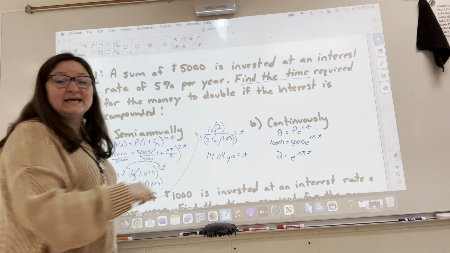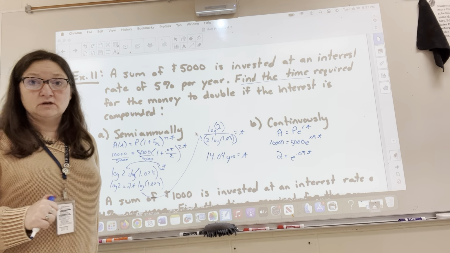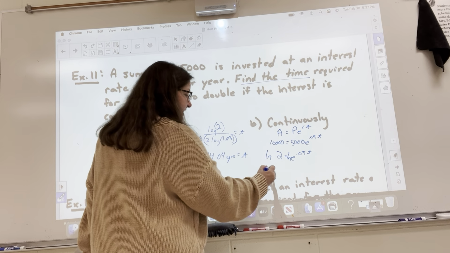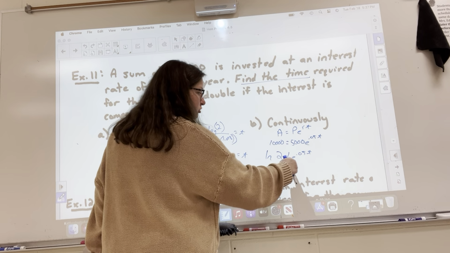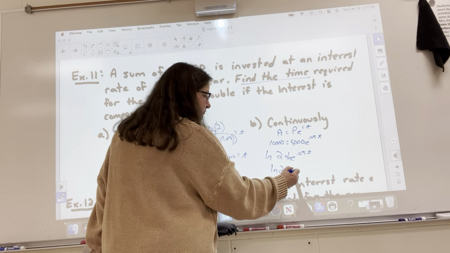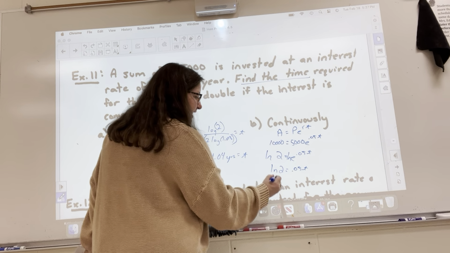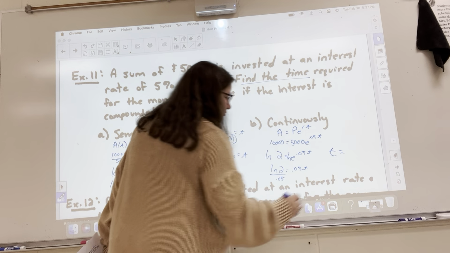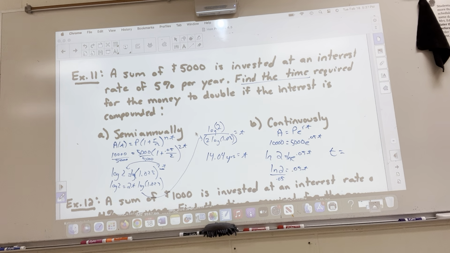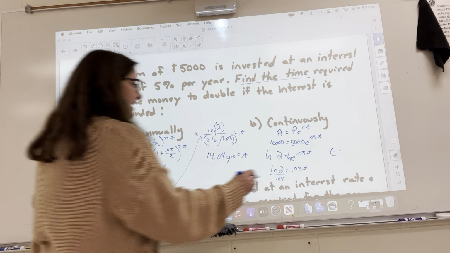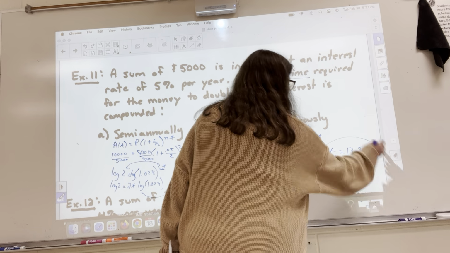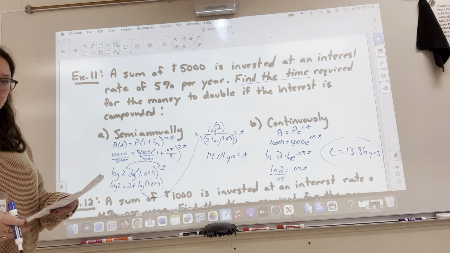Because it's a base e, what type of logarithm should we use? We should use the natural log of both sides. And that's nice because we can use a shortcut rule. And we're left with just 0.05t. So my last step is divide by 0.05. And when I do that, natural log of 2 divided by 0.05 is 13.86 years. So it is a little faster to invest in the continuous plan.